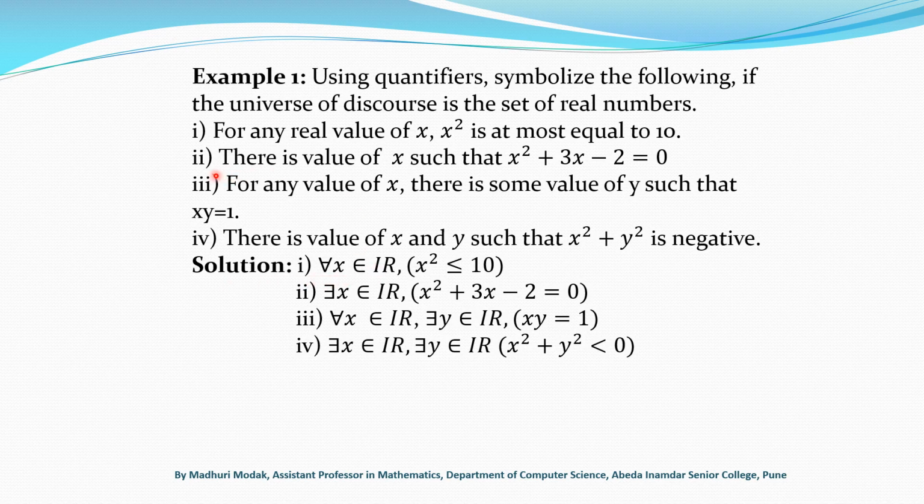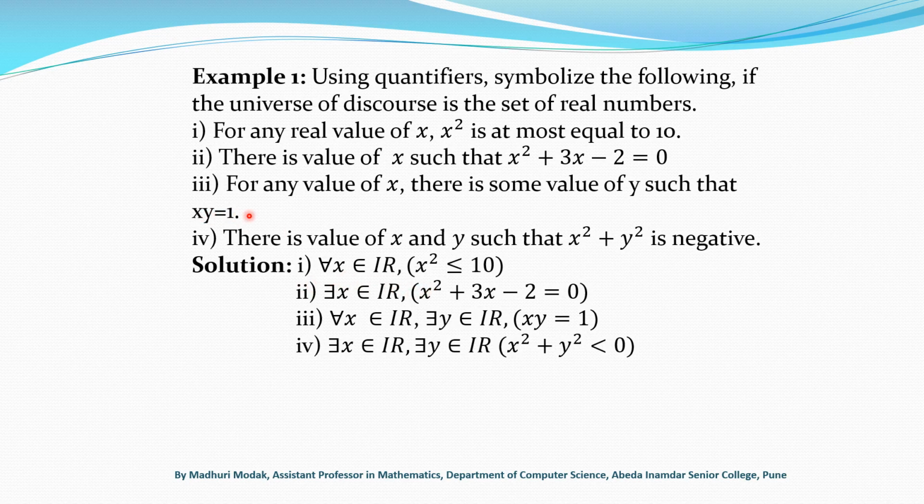Now second is there is value of x such that x square plus 3x minus 2 is equal to 0. Now there is value of x means the statement is given for some x, not for every x. So we use here existential quantifier. So there exists x belonging to R such that, written in bracket, what is given about x? x square plus 3x minus 2 equal to 0. So this is the symbolic form.